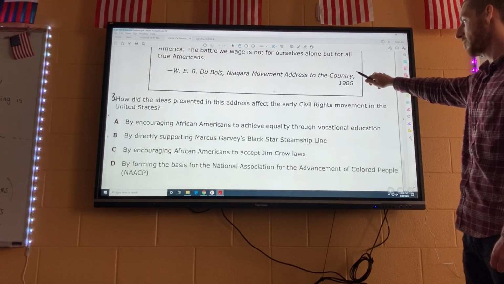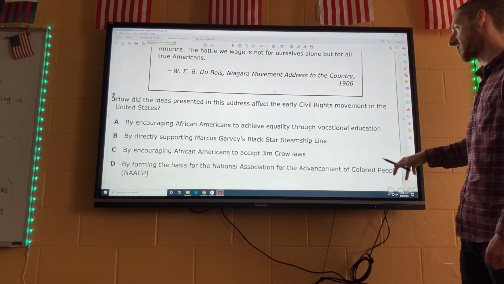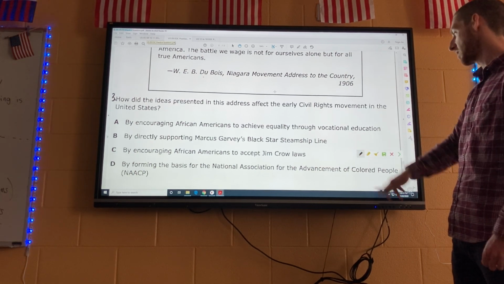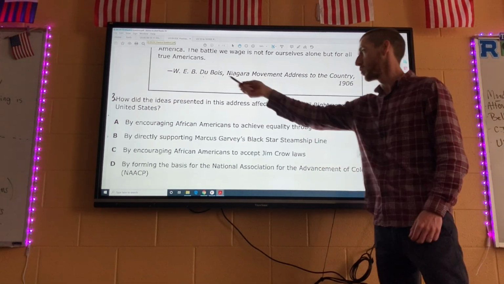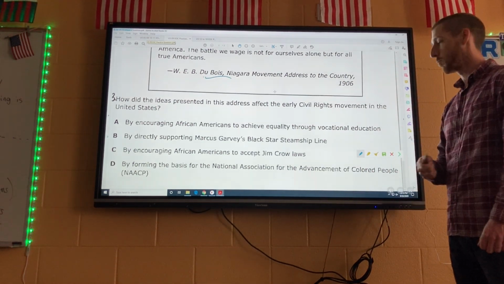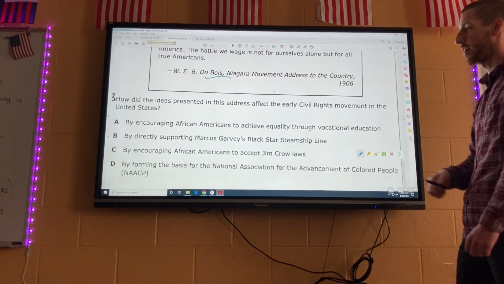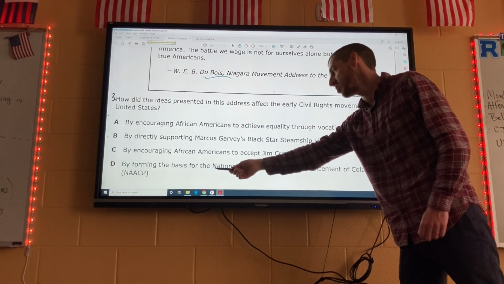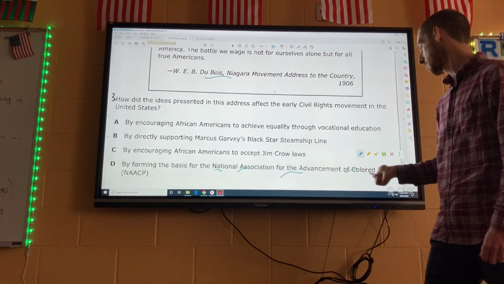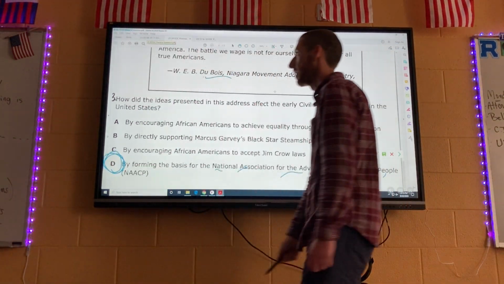Okay? 2 is B. Sweet. Rocking and rolling. We're doing good. All right, number 3 is pretty much the exact same thing. It asks, how did the ideas presented in this address affect the early civil rights movement in the United States? And it goes with Du Bois. And if you know that Du Bois established the NAACP, and if you look down at letter D, National Association, NAACP, that is that answer right there. So 3 is D, okay?